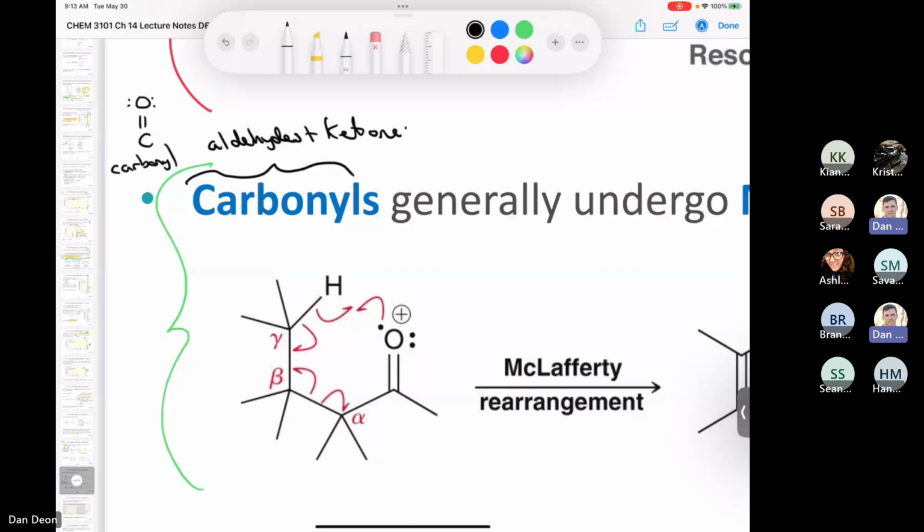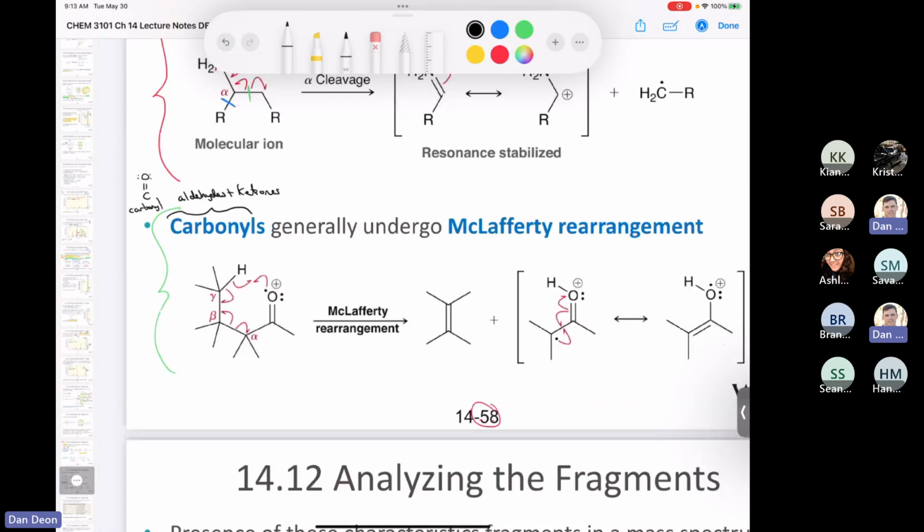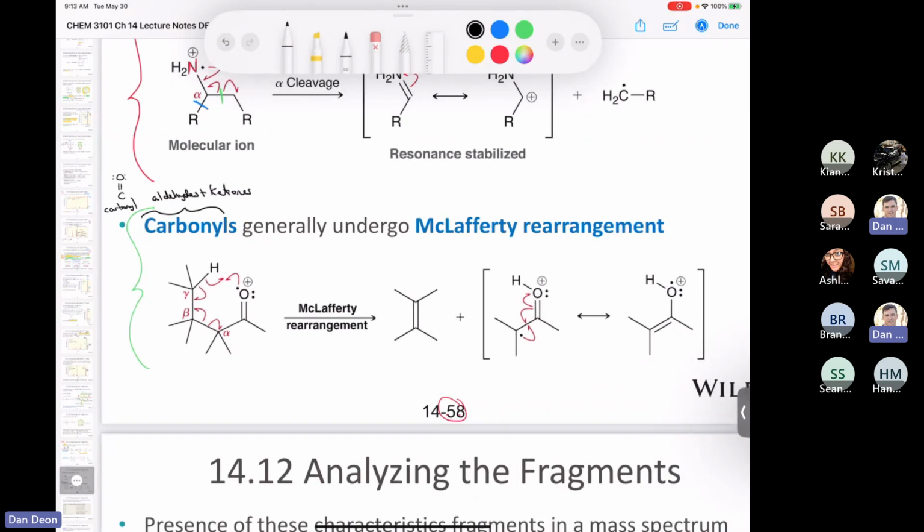Don't get angry at me, I'm just the messenger. So if you have an aldehyde or a ketone, they can undergo a rearrangement called the McLafferty rearrangement. And you're probably going, what is all this here? Again, you don't have to memorize those arrows or anything. All you have to know is what a McLafferty rearrangement is. Here's what it is. Whenever you have an aldehyde or a ketone, I'll just draw a carbonyl and put 1, 2, 3, 4, something like this.